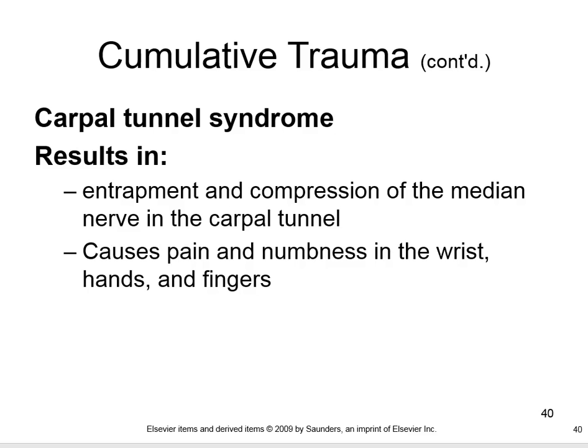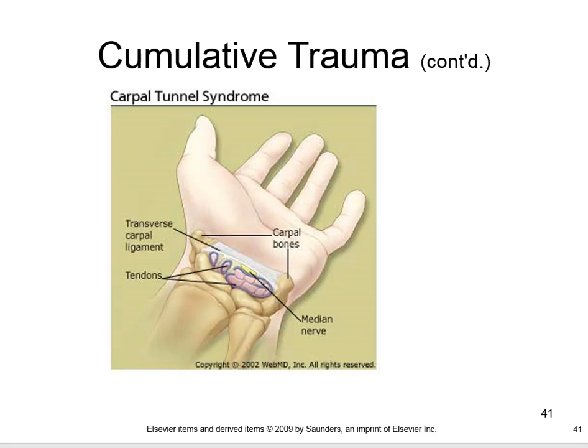First one is carpal tunnel syndrome and results in entrapment and compression of the median nerve in the carpal tunnel. It causes pain and numbness in the wrist, hands, and fingers. Okay. So these all pass through the carpal tunnel, okay? And then you have inflamed, you see where the tendons are? These tendons become inflamed and they begin pinching this median nerve.